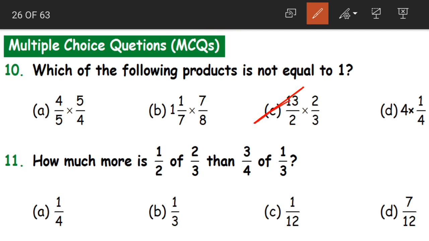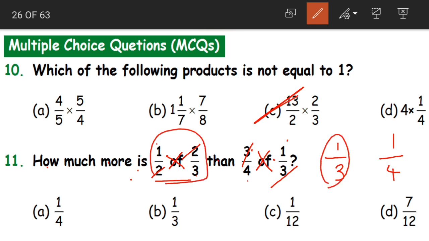Now, moving on to the next question. How much more is 1 by 2 of 2 by 3 than 3 by 4 of 1 by 3? How to solve this? First, let us find out the products. 1 by 2 into 2 by 3. 2 gets cancelled. We are remaining with 1 by 3. Now here 3 gets cancelled. We are remaining with 1 by 4. What are they saying? How much more is, what is this product? 1 by 3. So we need to find out how much more is 1 by 3 than 1 by 4.